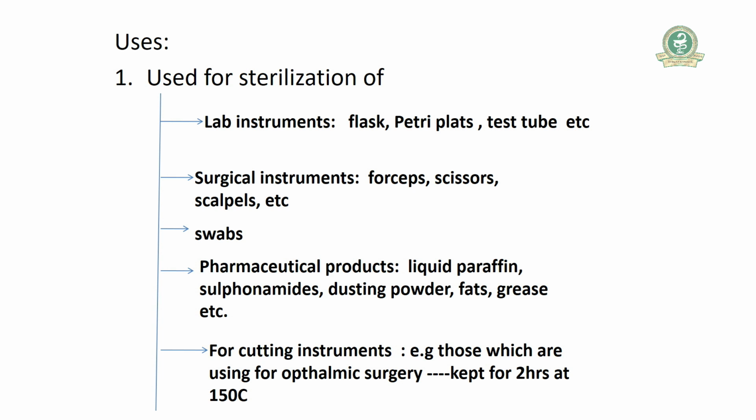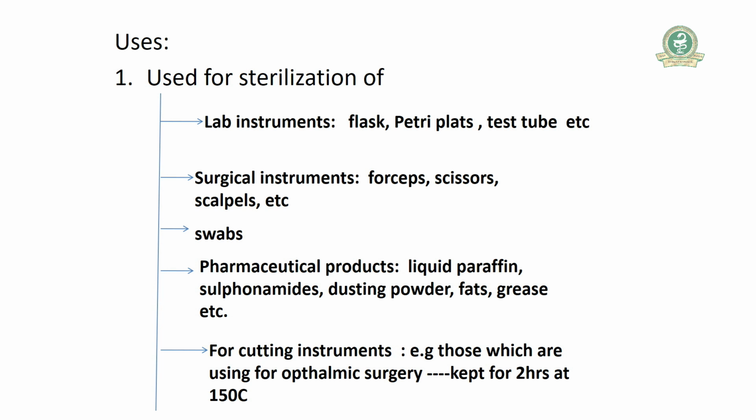For sterilization of such types of materials, lab instruments will be sterilized within the hot air oven. Lab instruments like flasks, Petri plates, test tubes, Petri dishes, etc. Surgical instruments like forceps, scissors, scalpels, etc. Swabs will be sterilized this way. Pharmaceutical products like liquid paraffin, sulfonamides, dusting powder, fats, grease, etc.